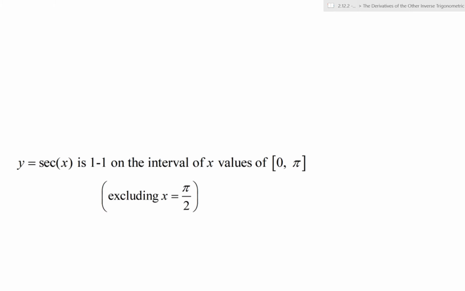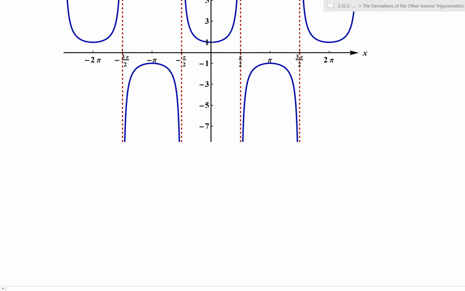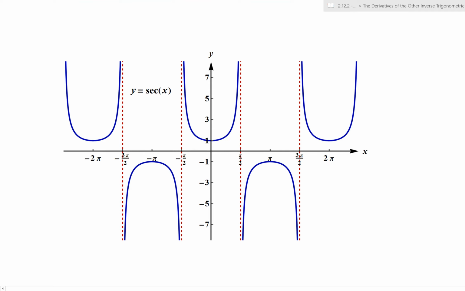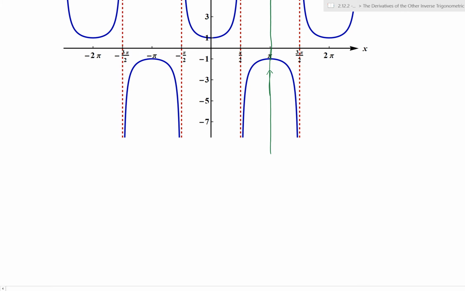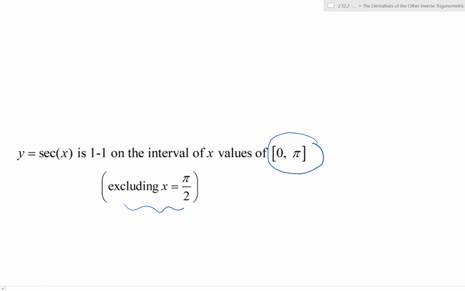Notice that if we look at the specific interval of x values 0 to pi, but excluding pi over 2, then the secant function is one-to-one. So you go back up here and think, 0 to pi, which part of the graph is that? Here's pi right there, so just draw a line like so. This region right there, the function is one-to-one, except of course the function is not defined at pi over 2. So let's define our secant function over this particular interval of x values to make it one-to-one.